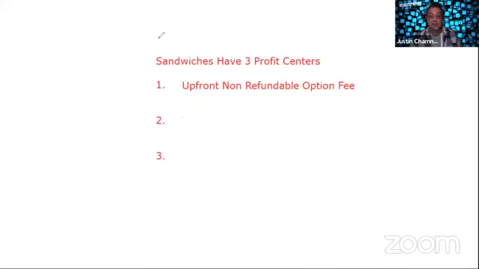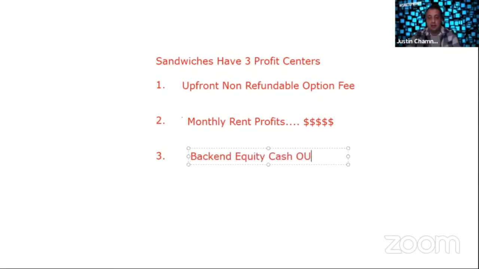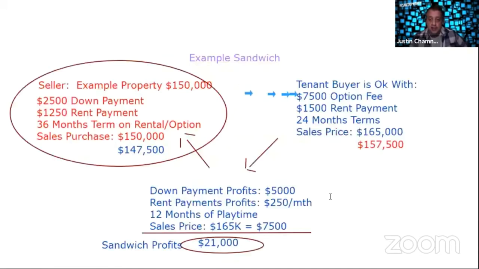So you get an upfront fee, that non-refundable. You get the monthly. And that adds up to big money. It really does. It adds up fast. And then at the end, when they buy, you get that back in cash, equity cash out. That's kind of what we were talking about with this example. So you got the down payment profits, you got the monthly rental income, and then you have the sales price profits right here. So grand total, $21,000 versus if you were assigning the deal, maybe $7,500.